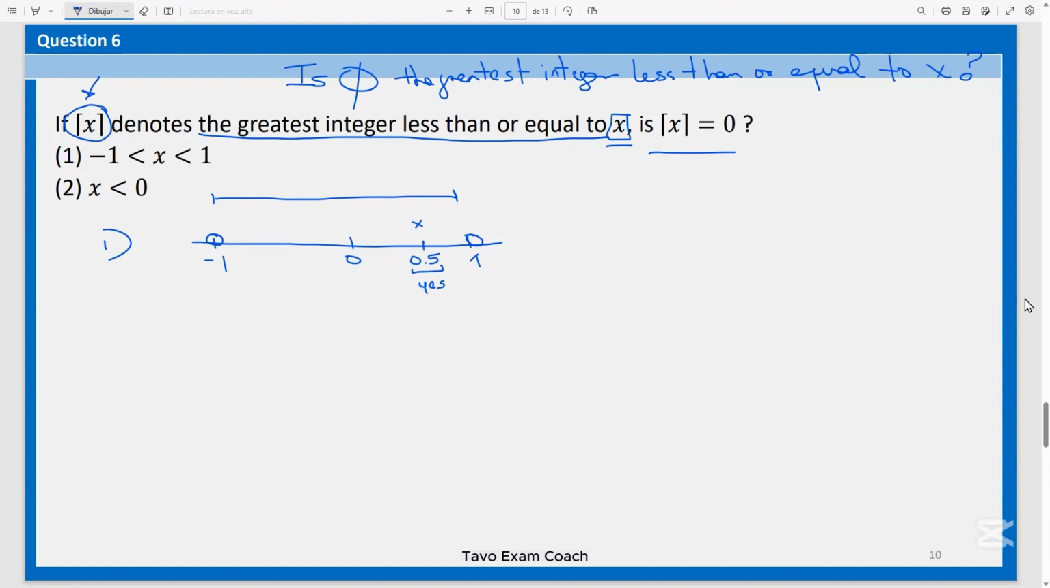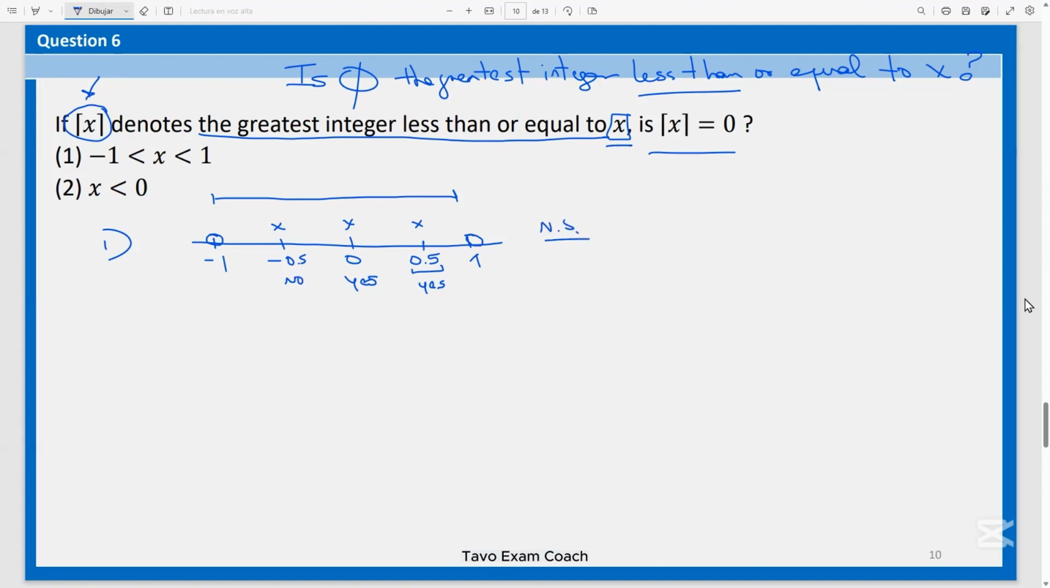Okay, let's try 0. If x were 0, is 0 the greatest integer less than or equal to 0? Yes, the answer would be affirmative again. Okay, so far so good. Let's try a value here, for example, -0.5. If this were x, is 0 the greatest integer less than or equal to -0.5? Actually, no, because 0 is greater than -0.5. It couldn't be the greatest integer less than, nor equal to. So with this value, the answer to the question is simply a no. So clearly this is not sufficient.